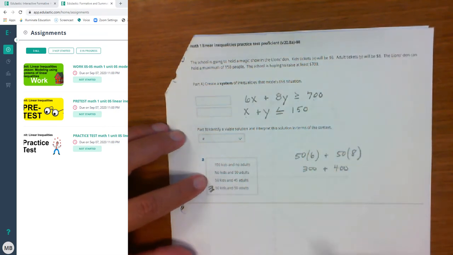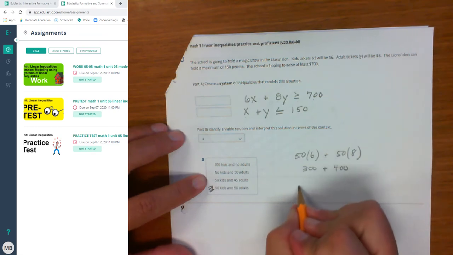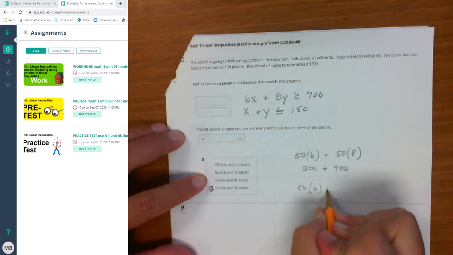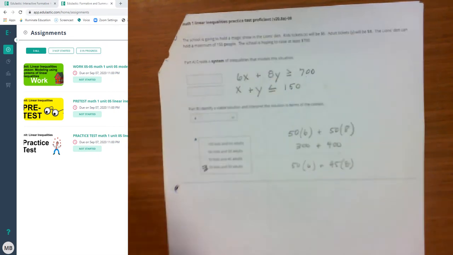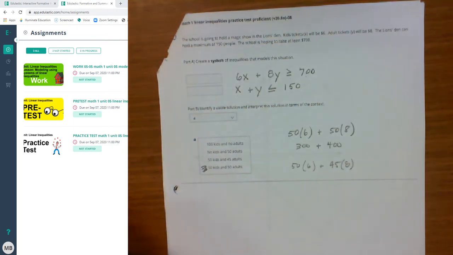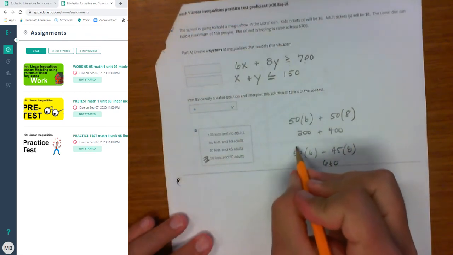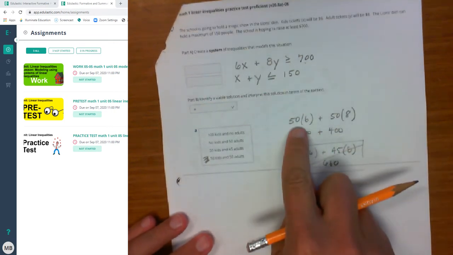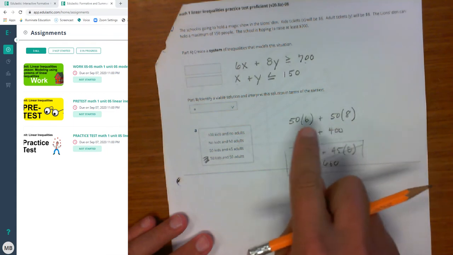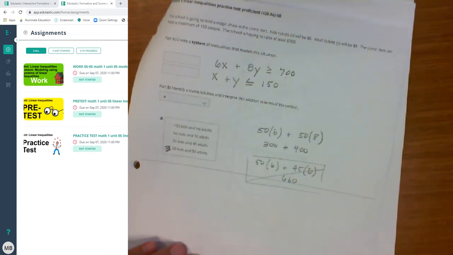50 kids and 45 adults. That's not enough money, is it? That's $660. That doesn't work because I need 700. But 50 kids and 50 adults, that would be enough money. So that's a viable solution, a solution that works.